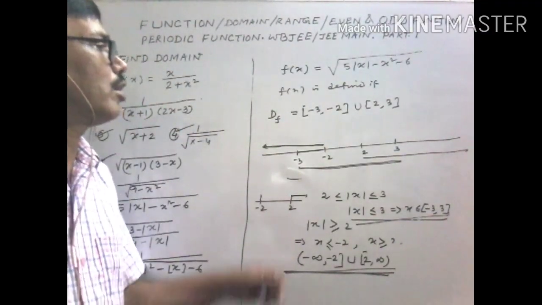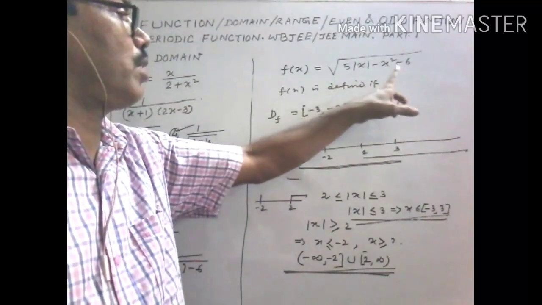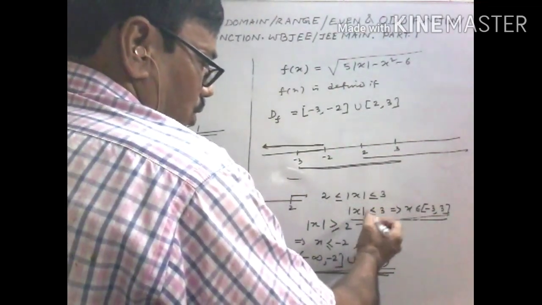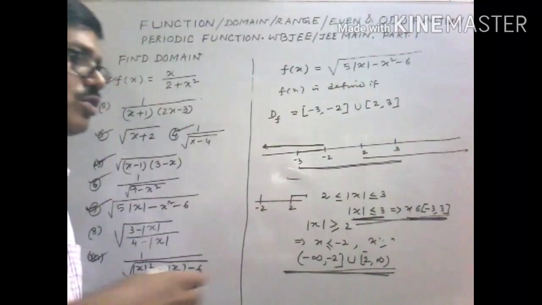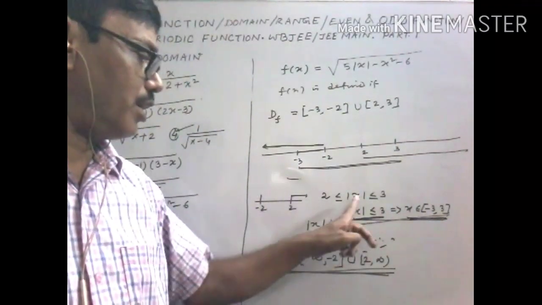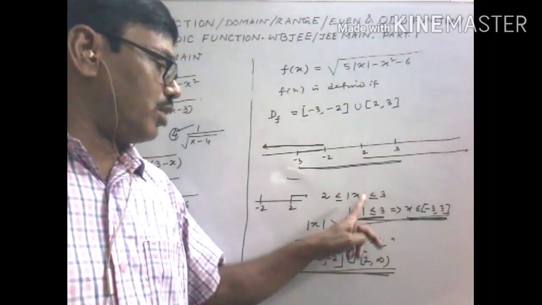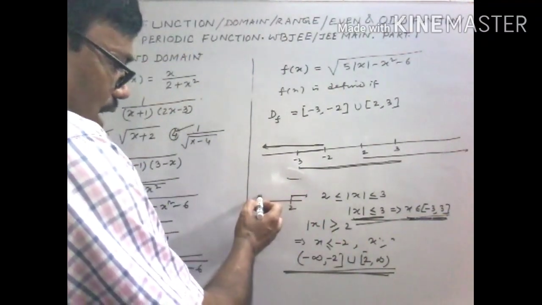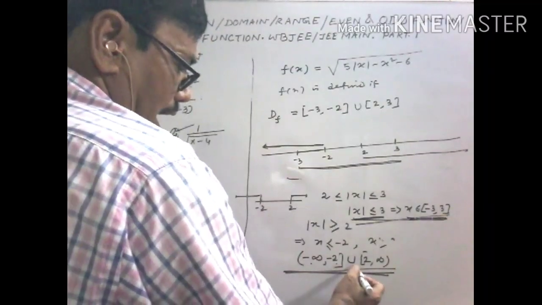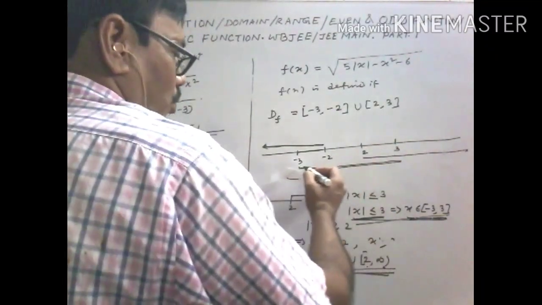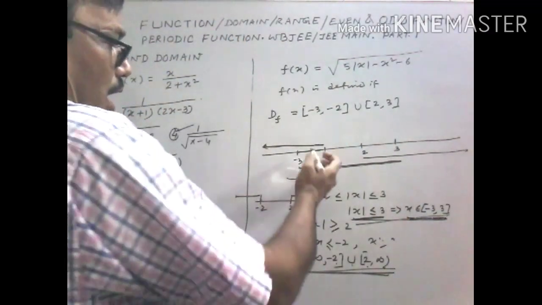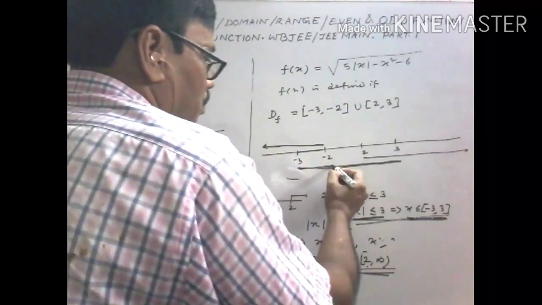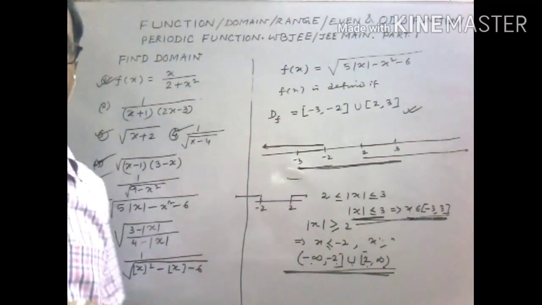So look at it again. f(x) equals this, so the argument must be greater than or equal to 0. Factorizing, we get two inequations. |x| less than or equal to 3 means x belongs to minus 3 to plus 3. If |x| is less than or equal to 3, it lies between minus 3 and plus 3. And |x| greater than or equal to 2 lies outside the interval, that is minus infinity to minus 2 and 2 to infinity. So this is the solution of this inequation, and this one is the solution of the second inequation. Now what is the common portion? The common portion is this one plus this one. So this is the domain.